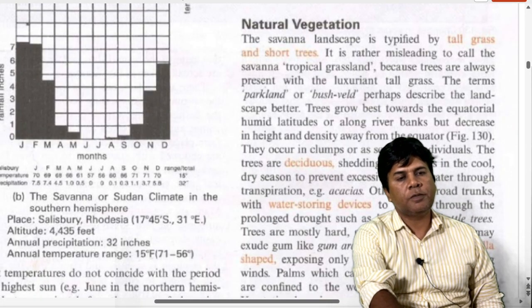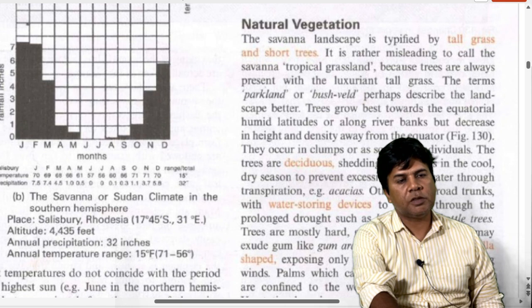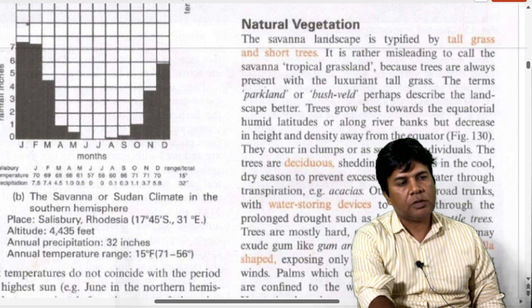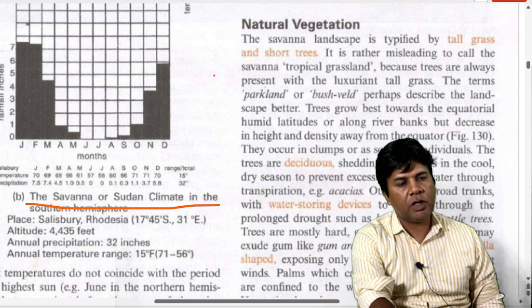As far as the savanna vegetation is concerned, the savanna landscape is typified by tall grass and short trees. It is rather misleading to call savanna tropical grassland because trees are always present with the luxuriant tall grass. As we just discussed, I explained how these equatorial forests get converted into grassland.